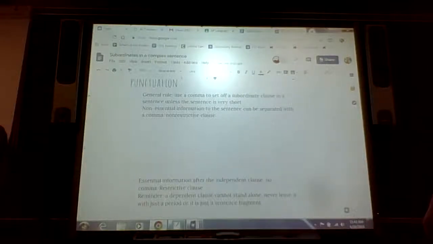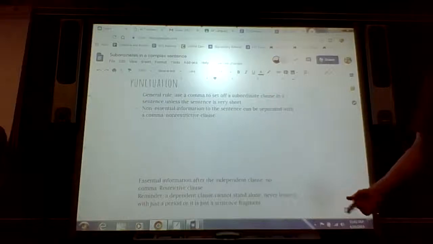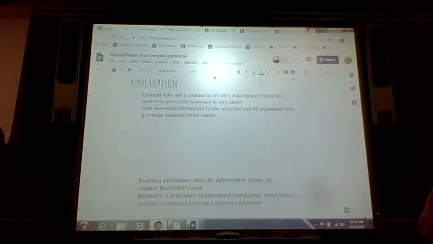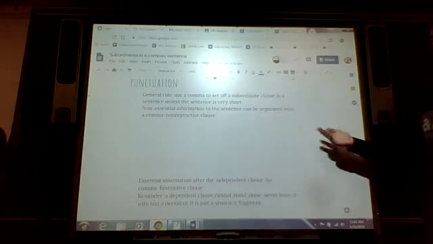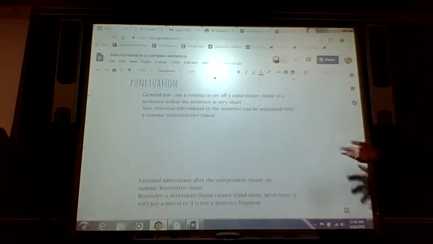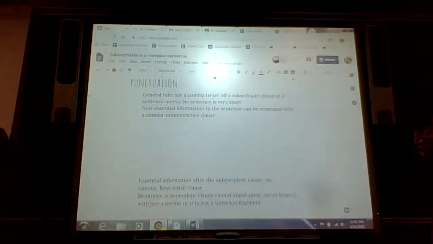Tyler wrote this part. Tyler Hansberger popped this in this morning. I wasn't really sure what it meant either, but basically the non-essential information, so non-essential is inessential to the sentence, so you don't need a comma. But if it's essential, you need to bring it into the sentence with a comma.